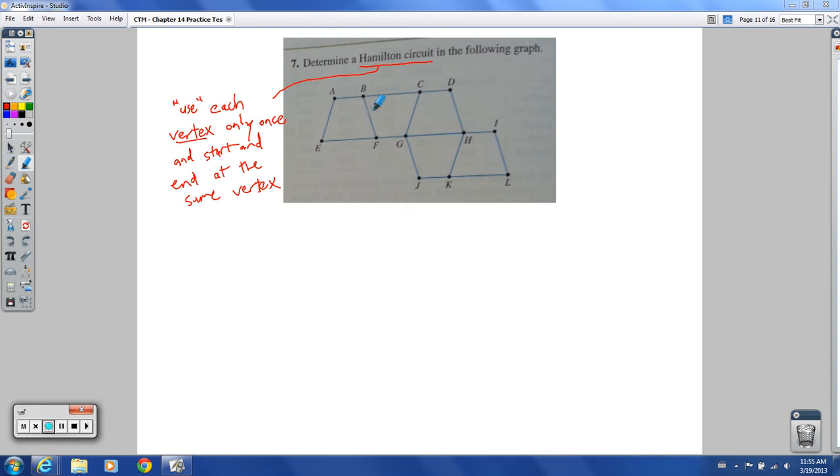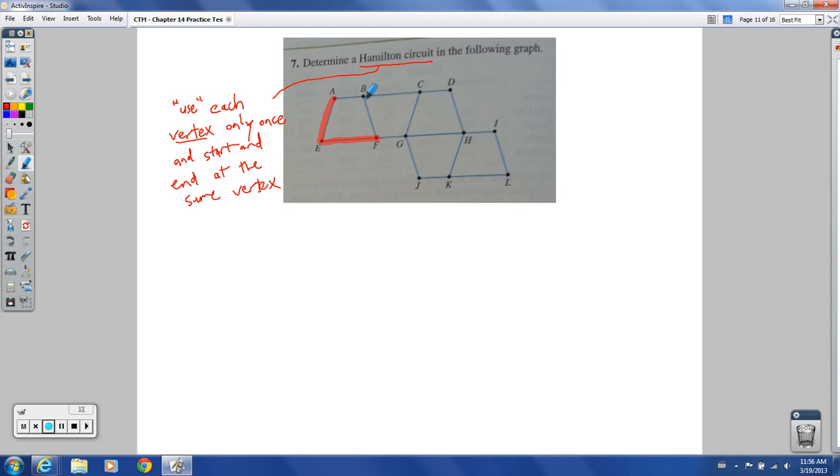So we can't assume that there would be a Hamilton circuit, but it says to determine one, so I'm going to take that, and I would say that implies that there is going to be one. So let's try to figure out what one would be. So let's say I start at A, I go to E, and I just keep going around. So I can only touch each vertex once, and I have to end back where I started.